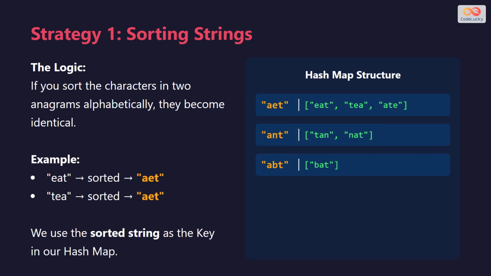The first and most intuitive strategy is sorting. If you sort the characters of any two anagrams alphabetically, the resulting string will be identical. For example, both eat and tea become aet when sorted. We can use this sorted string as the key in our hash map.